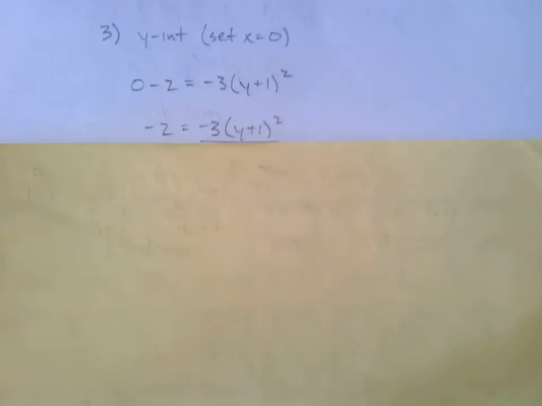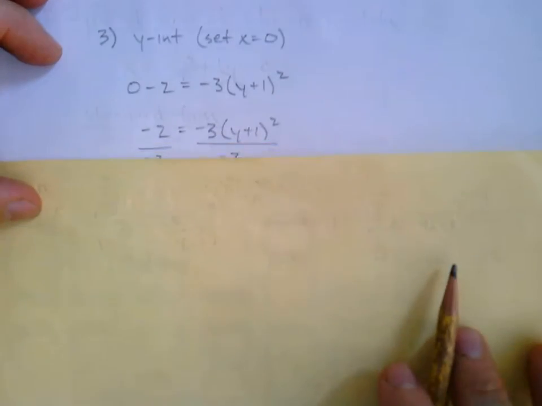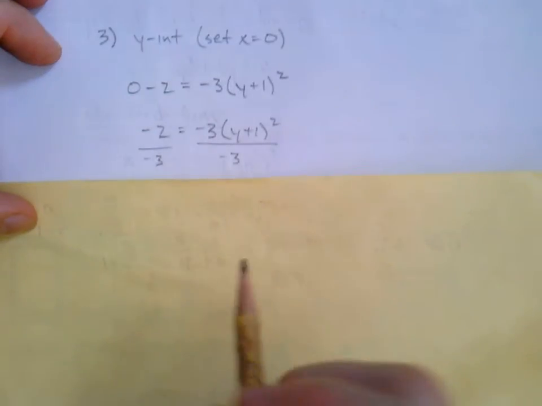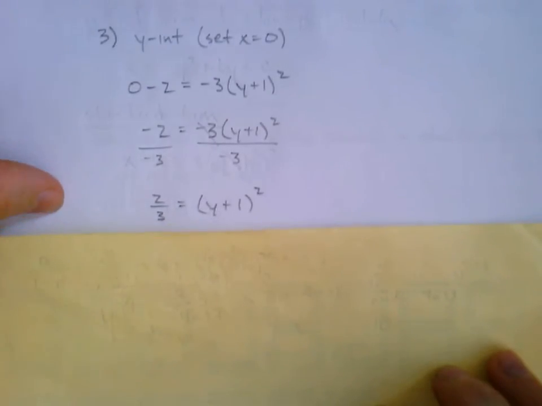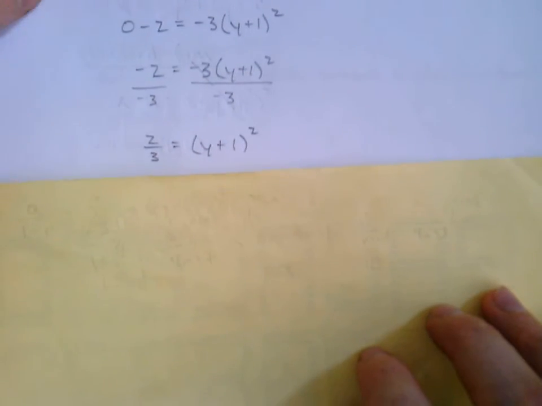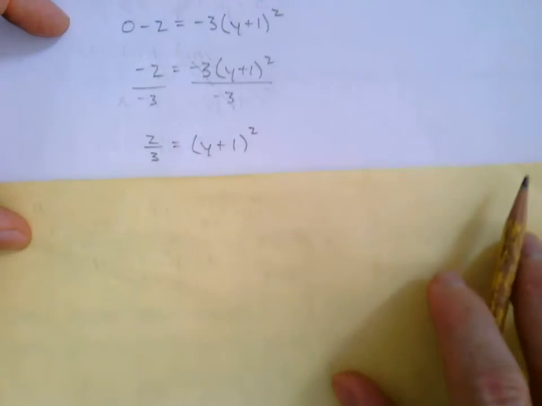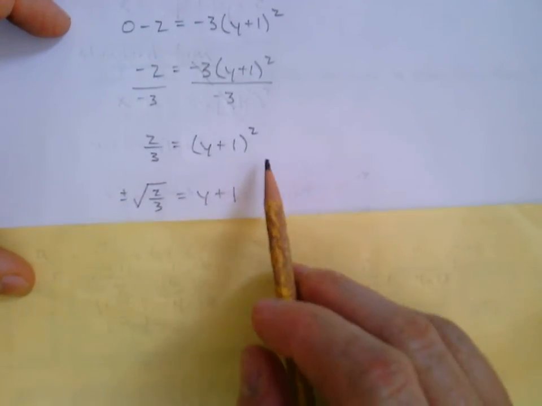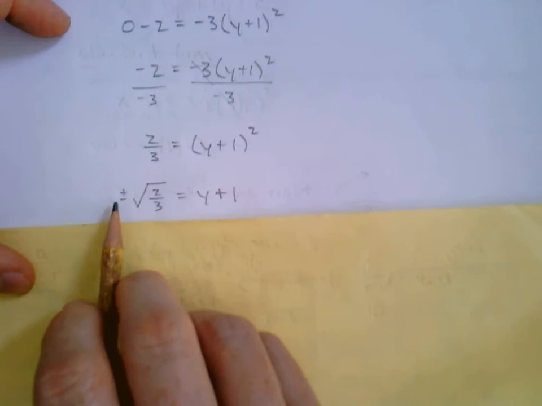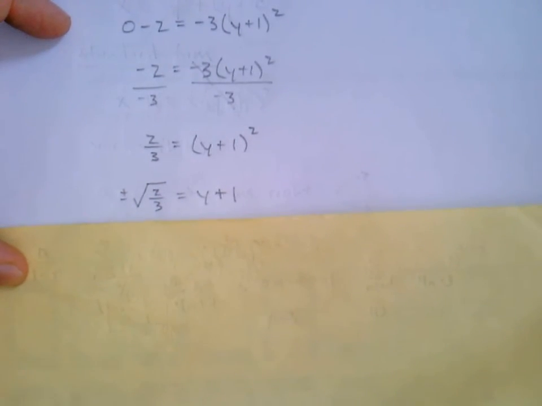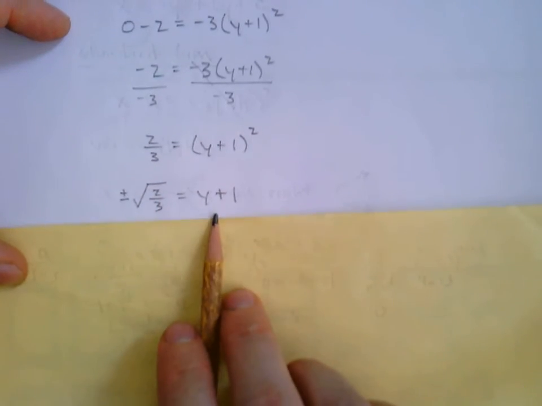We would like to isolate the y, so we need to begin by dividing by negative 3. Cancel that out. That would give us positive 2/3 equals y plus 1 squared. Then we can square root. The square root cancels the square here. Square root, don't forget your plus or minus. Very important, don't forget that plus minus here.